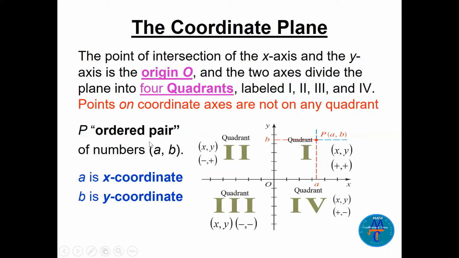What else? P, any point in any place, we call an ordered pair. A is the x coordinate and y is the y coordinate. Why do we call it an ordered pair? Because we have a pair, which is 2. Ordered means the first value is the x and the second value is the y. It should be in sequence, or in order.